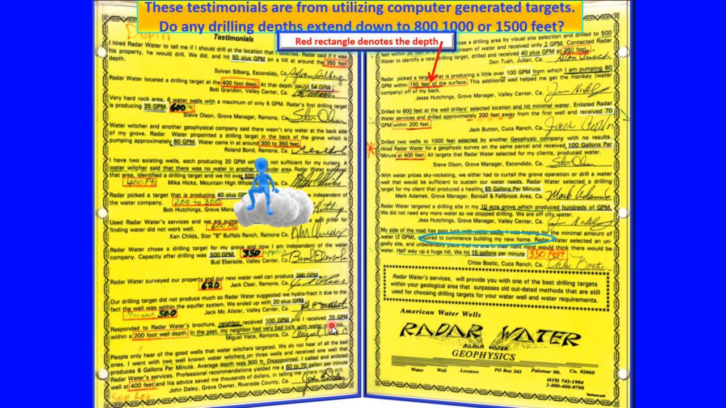170 gallon per minute wells within 200 feet. Rick Aspen drilled these wells. Rick has drilled numerous high-producing water wells on computer-generated targets.